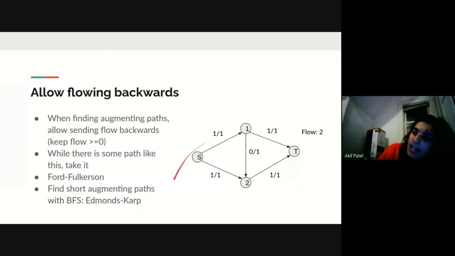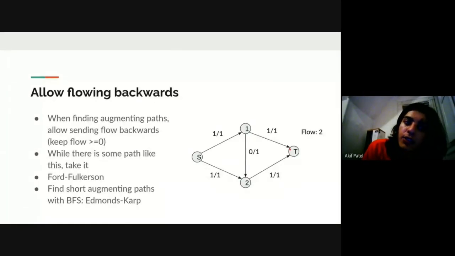Okay. So you can see by sending flow backwards, as the blue arrows indicate, you get the correct answer of a flow of 2. This general idea is called the Ford-Fulkerson algorithm. Note that I haven't described how to find these augmenting paths, and the different ways you do this give rise to different variations of the Ford-Fulkerson algorithm.